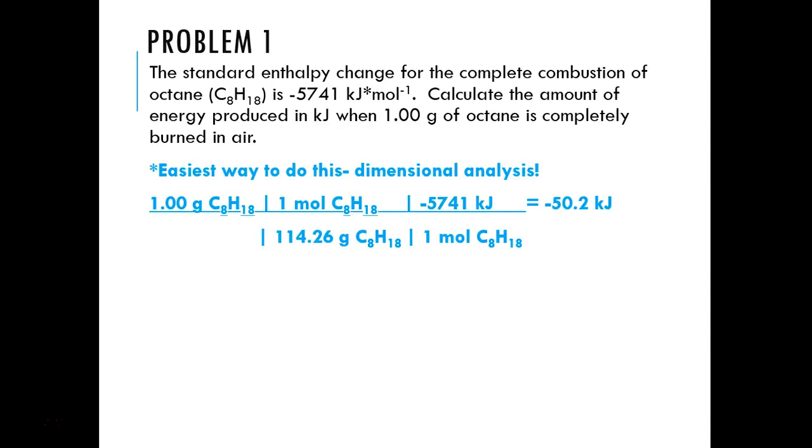Okay, so let's look at a problem that involves standard enthalpy change. The standard enthalpy change for combustion of octane is negative 5,741 kilojoules per mole. So that means that heat's being given off since we have a negative enthalpy. We're going to calculate the amount of energy produced in kilojoules when 1 gram of octane is completely burned. The easiest way to do this is dimensional analysis. If we have 1 gram of octane, we can convert that to moles, and since we know how many kilojoules are released per mole of octane, it's easy to solve for the kilojoules, given this particular amount.